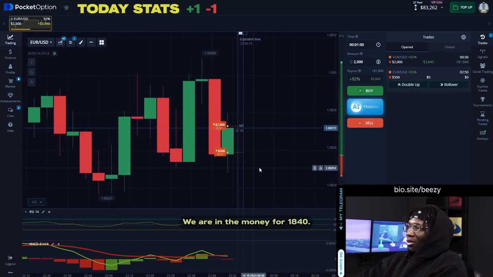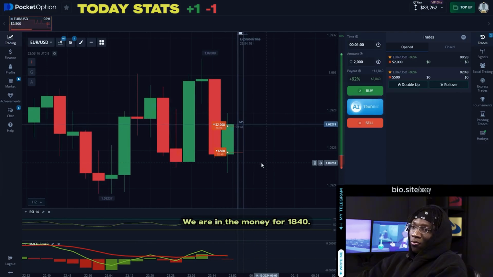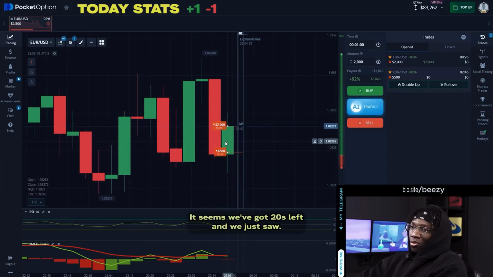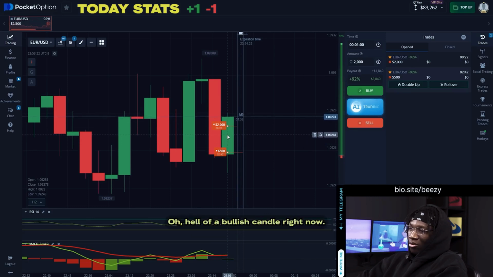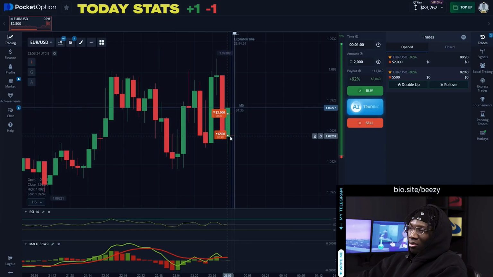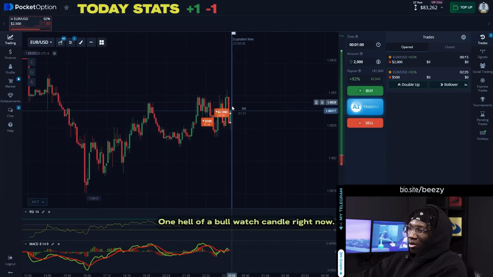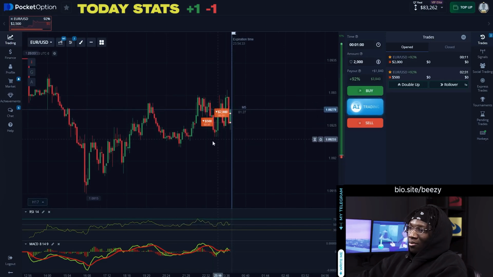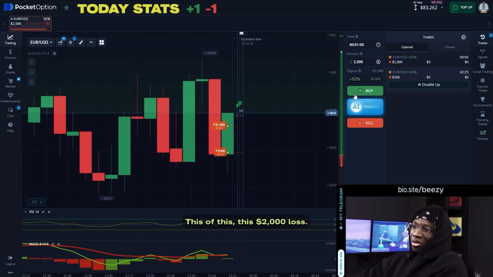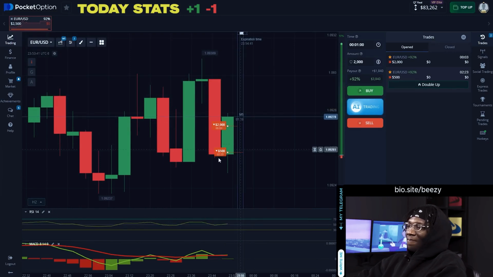We are in the money for 1840, it seems, but we've got 20 seconds left, and we just saw a hell of a bullish candle right now. One hell of a bullish candle. I wasn't expecting this to be like a. All right, that's awful. That's awful. That's this $2,000 loss.